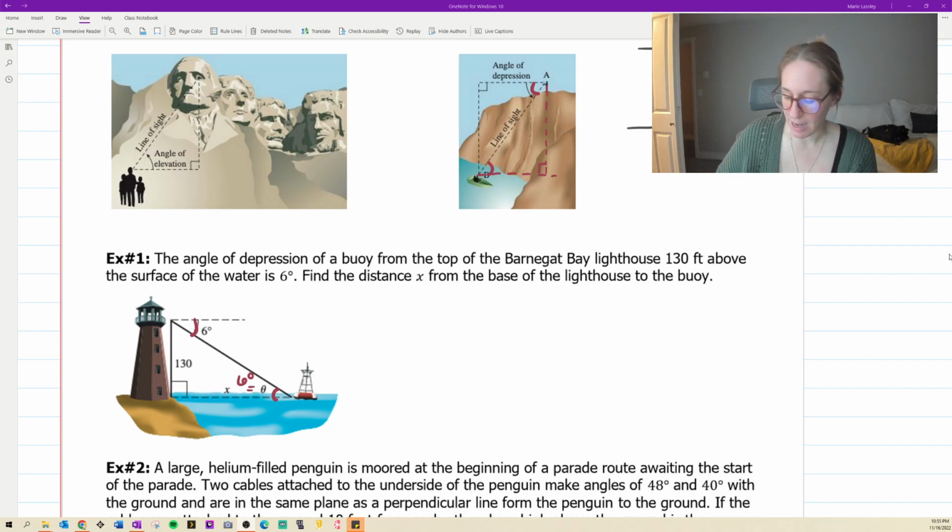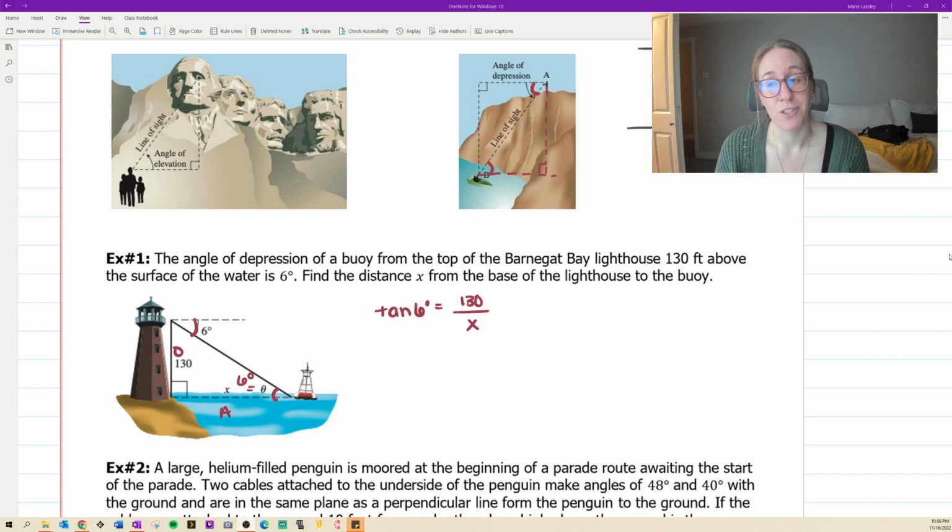Now that I have theta, I'm looking at my triangle here. I see that x is the adjacent side to my angle that is 6, whereas 130 would be the opposite side. So then I ask myself, I have adjacent and opposite. What trig function is going to best suit that? And that's going to be tangent. So I'm going to do tangent of 6 degrees equals opposite over adjacent.